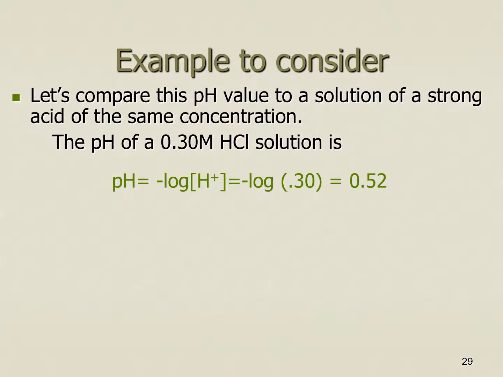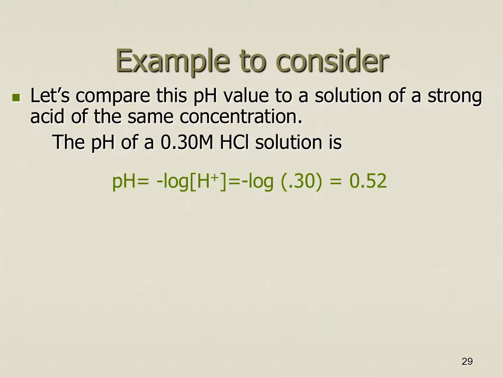Okay, again, just to compare, what would the pH of a strong acid of concentration 0.3 be? So, for example, what would the pH of a 0.3 molar HCl solution be? Well, because HCl is considered a strong acid, it completely dissociates, so we know that the H plus concentration will be the same as 0.3 because it completely dissociates 100%. So we know that H plus is 0.3. So what is the negative log of 0.3? It's 0.52.